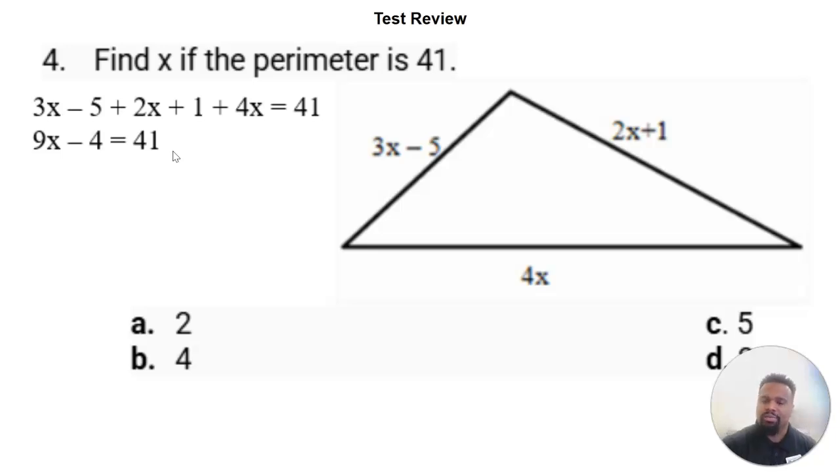Now we can go ahead and solve for this. What we want to do is add 4 on both sides. 41 and 4 gives you 45. And then take 45 and divide by 9. And that gives you 5. So your answer will be C, 5. x will be 5. And that will make the equation true.